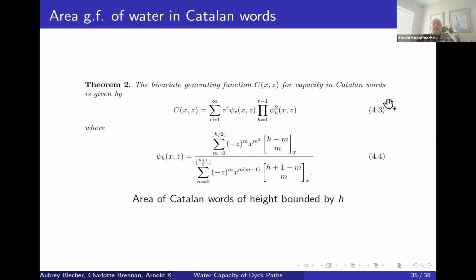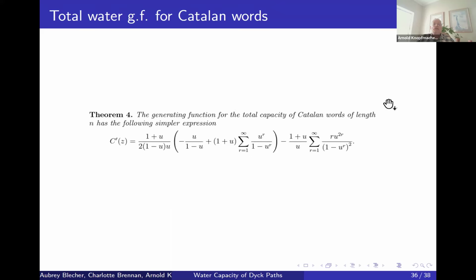We end up, again, using that generating function for Dyck paths of height h, but with some change of variables because of the fact that I've changed the definition of area. And after doing a very similar operation to what was done in the Dyck path paper, in other words, once again, we work with the u variable and we end up with this generating function for the total capacity of Catalan words, which I think is much, much nicer if you compare it with Mansour and Shattuck's formula, which had those nested sums.